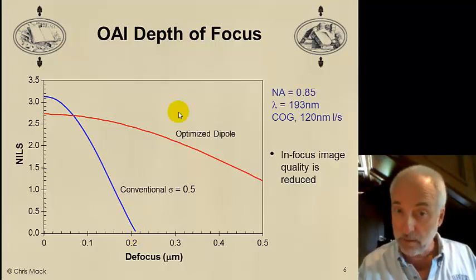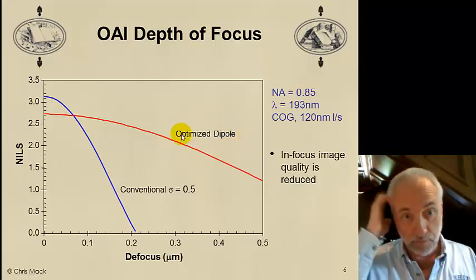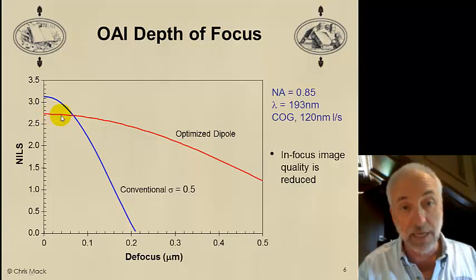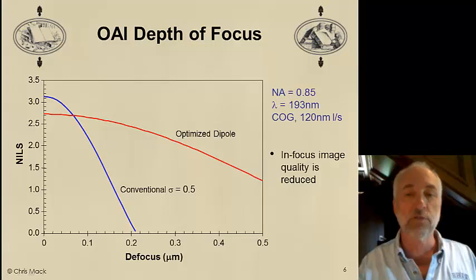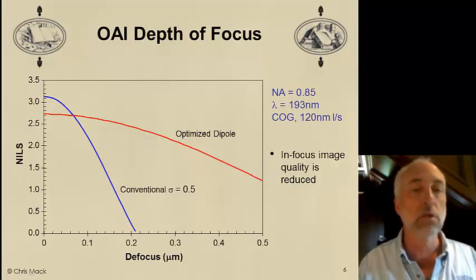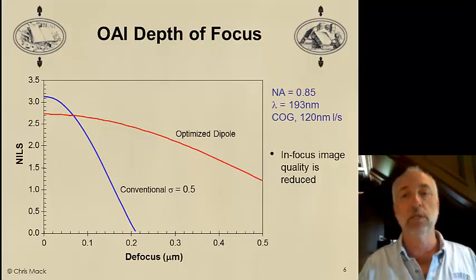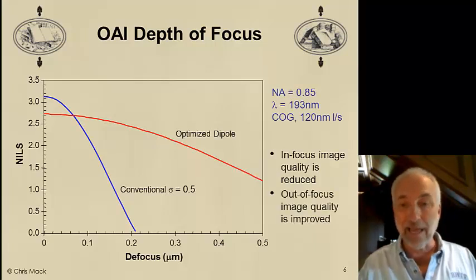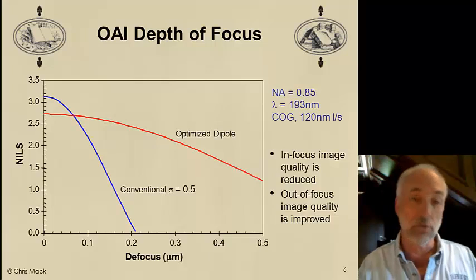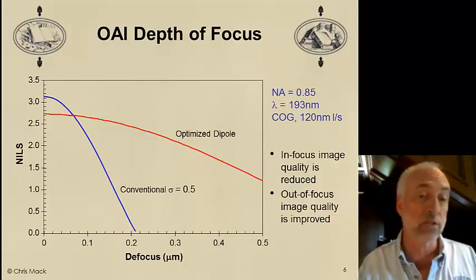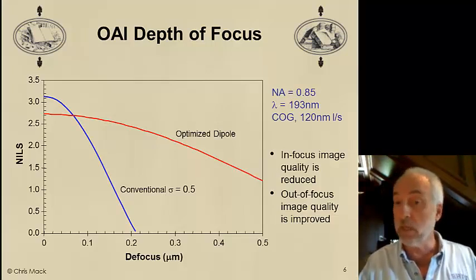On the other hand, by using the tilted illumination, this dipole illumination, I see that my image degrades very slowly as I go out of focus. I can go out of focus for a long, long ways and still get a very good image. This is the advantage of the dipole illumination, or the optimized off-axis illumination. Out-of-focus image quality is improved.